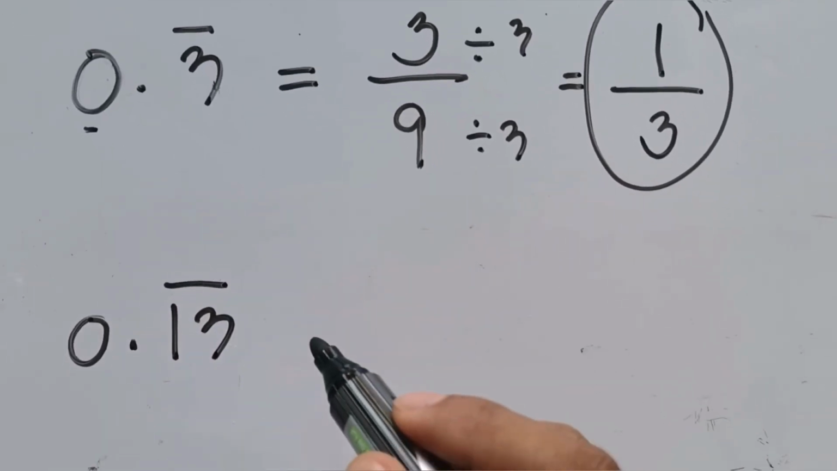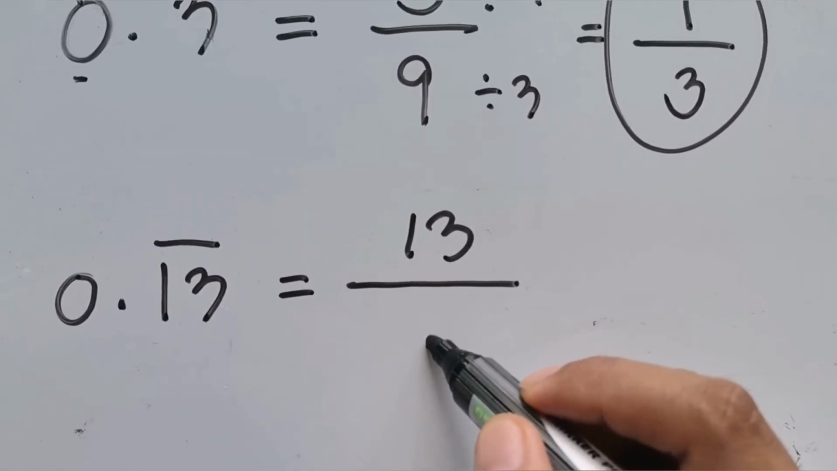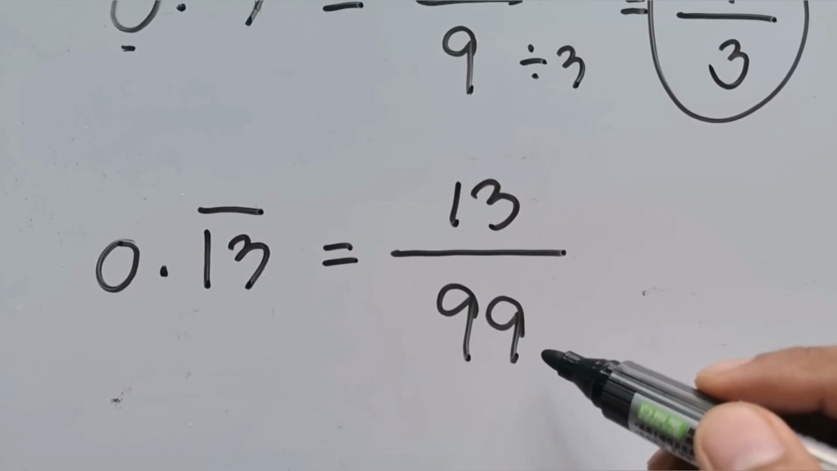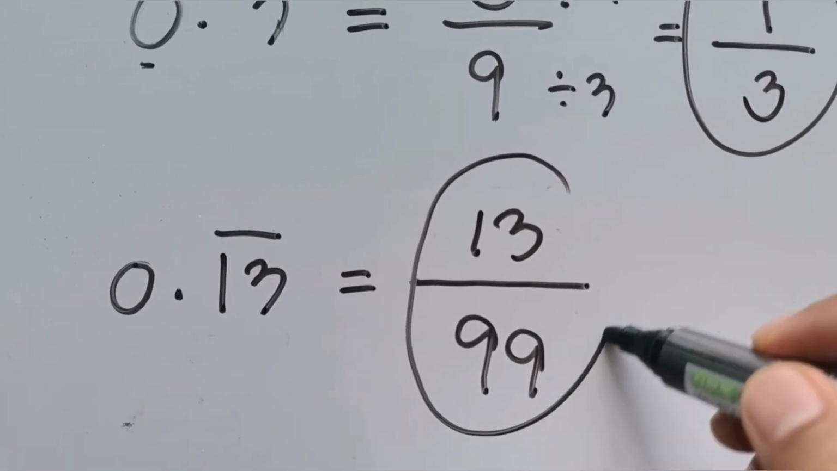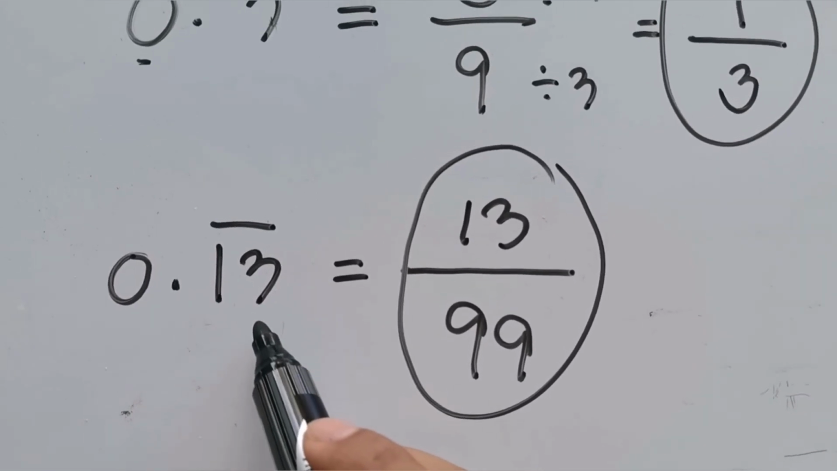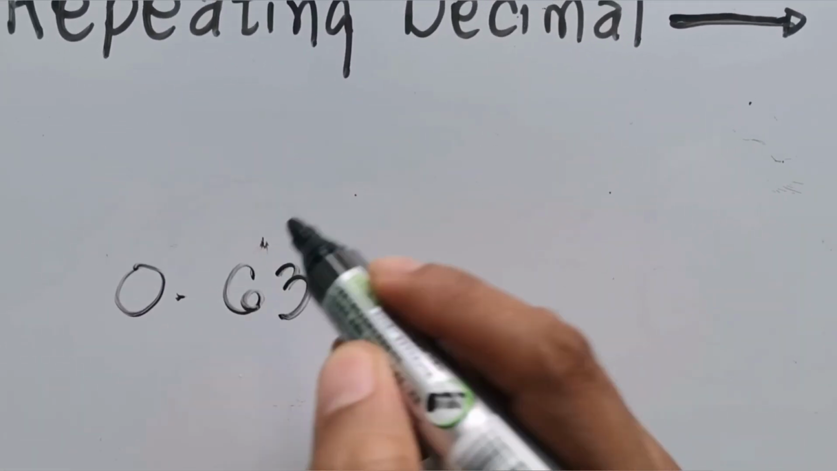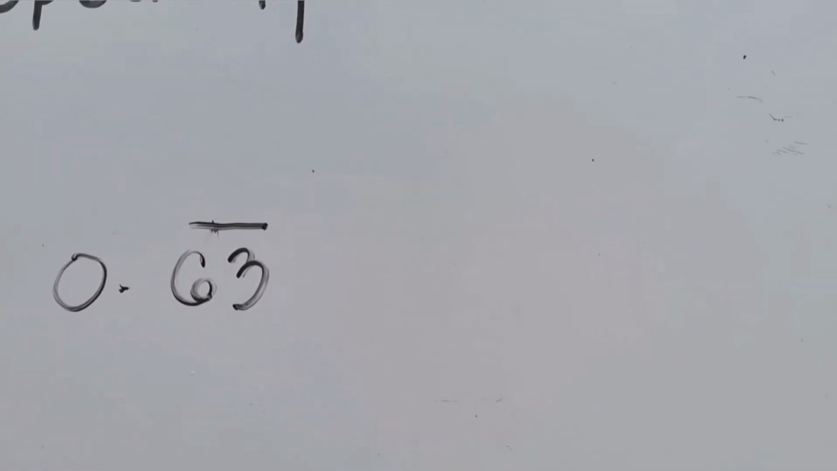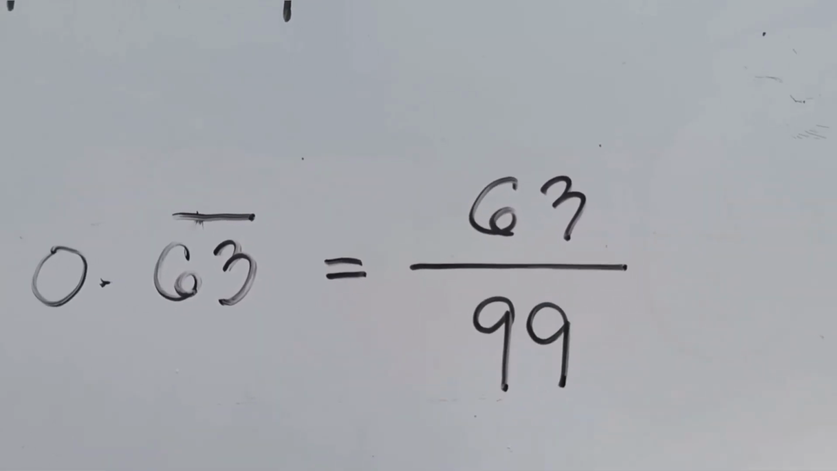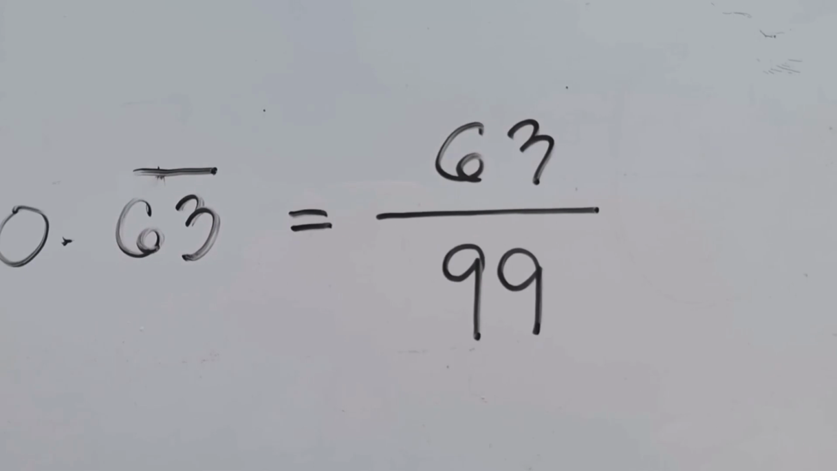0.13 repeating. So in this case, just simply write 13 over 99. Can we reduce 13 over 99? So, hindi, di ba? Ibig sabihin, 13 over 99 is the answer if we express 0.13 repeating into a fraction. What about 0.63 repeating? 0.63 again, this is just 63 over 99. And 63 over 99 can be reduced to lowest term.